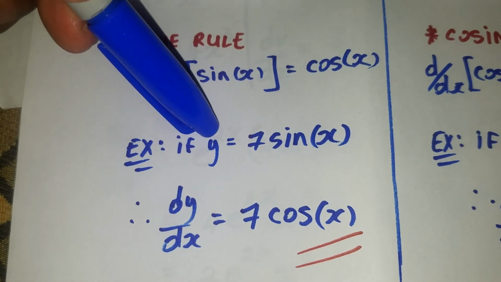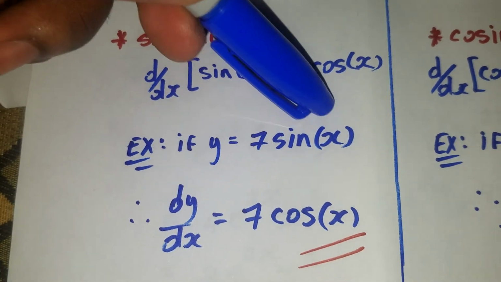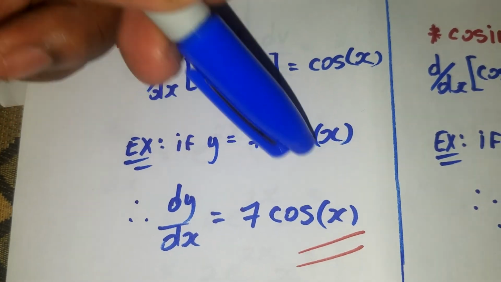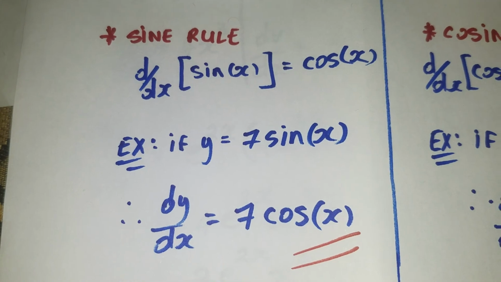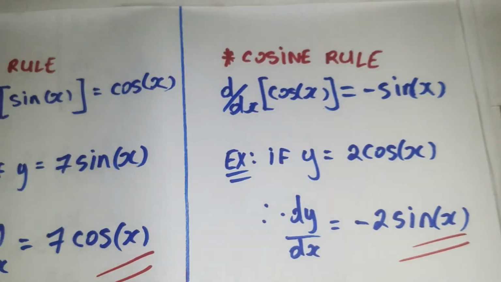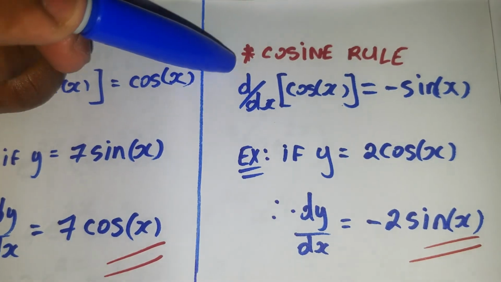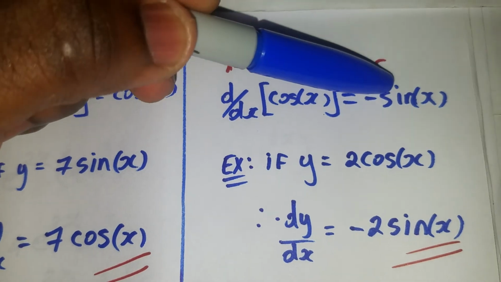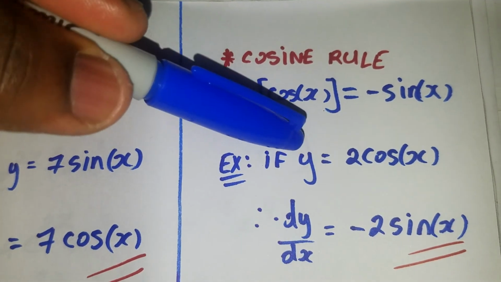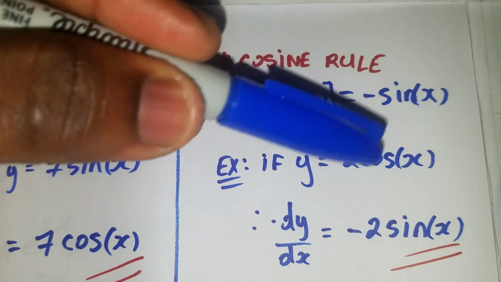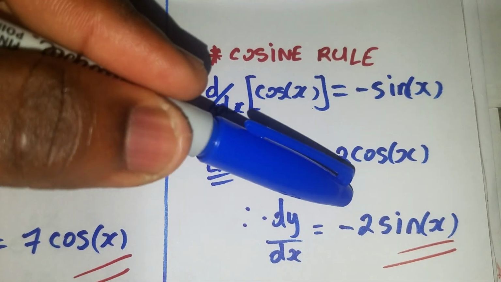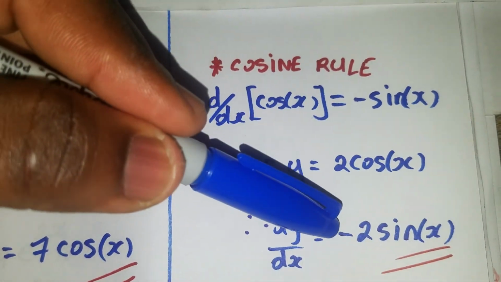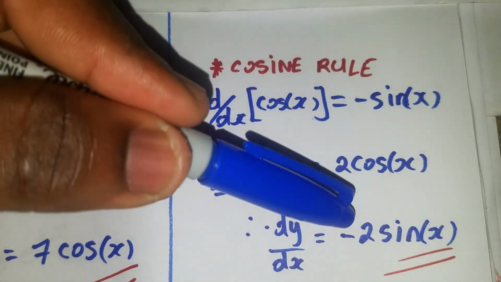So if we have y equals 7 sine x, the differential of y with respect to x will be 7 cos x, because the sine is now changed to cos. For the cosine rule, however, the differential of cosine x will be negative sine x. So if we have y equals 2 cos x, then the differential of y with respect to x will be negative 2 sine x, because the cosine is now changed to negative sine and the 2 remains.